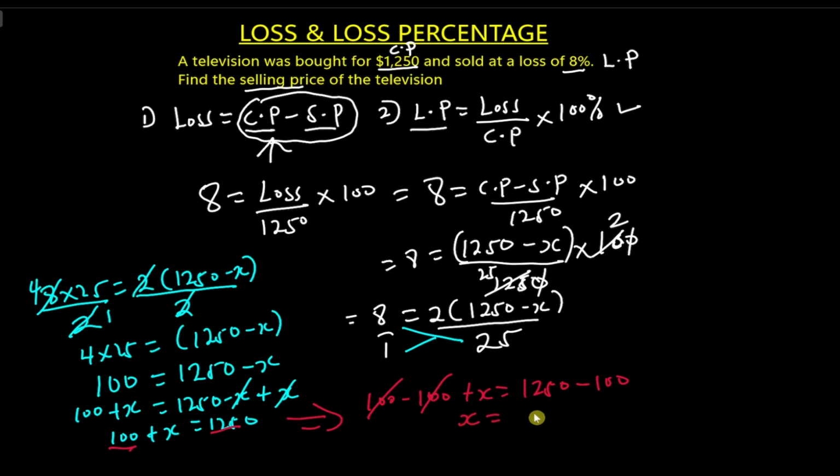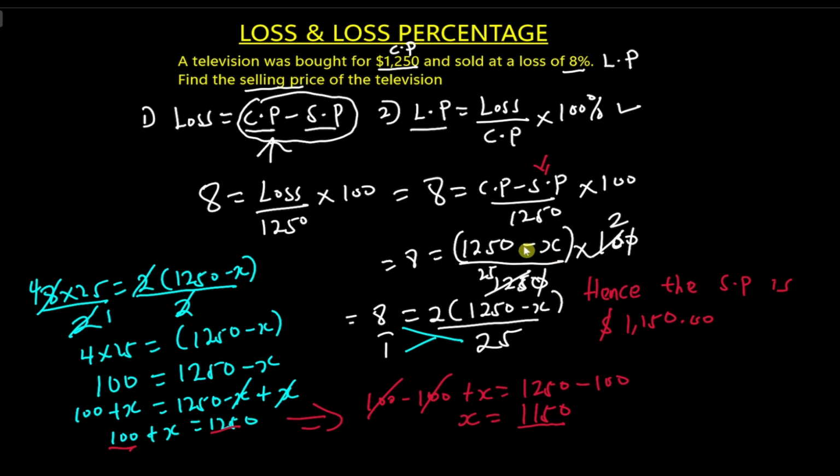Finally, we have x equal to 1250 minus 100, which, if you type this into your calculator, or you can just solve it here, is 1150. But bear in mind, we are not looking for the x, we are looking for the selling price. We just represented the selling price over here by the x. So in our final answer, we can write, hence, the selling price is $1,150.